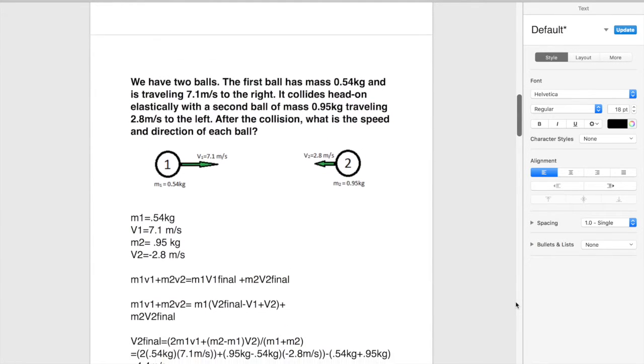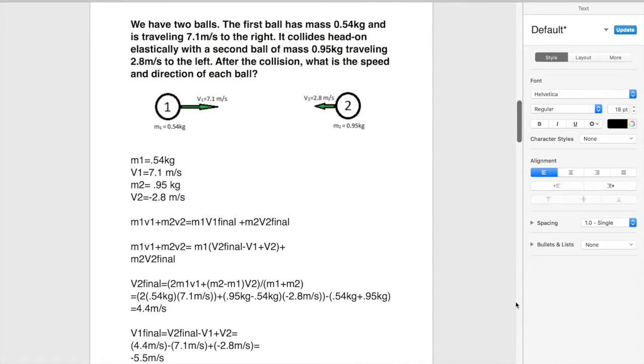So we have two balls, so let's list out our givens. We know that the first mass is 0.54 kilograms, and the velocity of that mass is 7.1. Now the second mass is 0.95 kilograms, and the velocity of that is negative 2.8 meters per second, since it is heading in the opposite direction of the first ball.